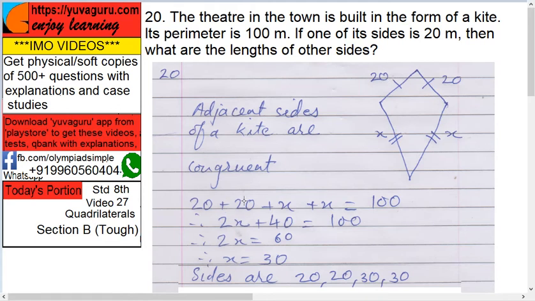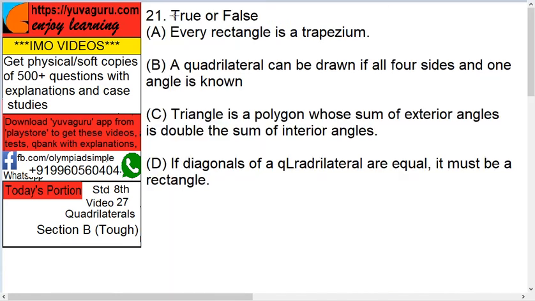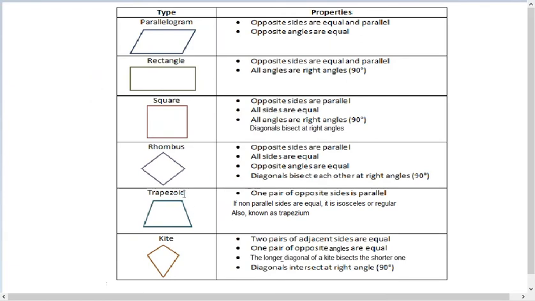So perimeter means what? Total of all the sides. So 20 plus 20 plus x plus x equals 100, right? In the kite, adjacent sides are always equal, meaning two pairs of adjacent sides are equal. So 20 plus 20 is 40, and 2x. 40 over here, 60 over here, 2x equals 60, so x equals 30. So the two sides are, this is 30 and this is 30.